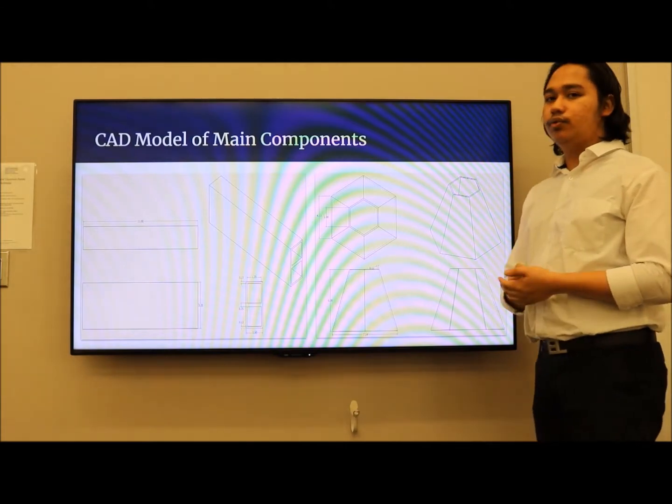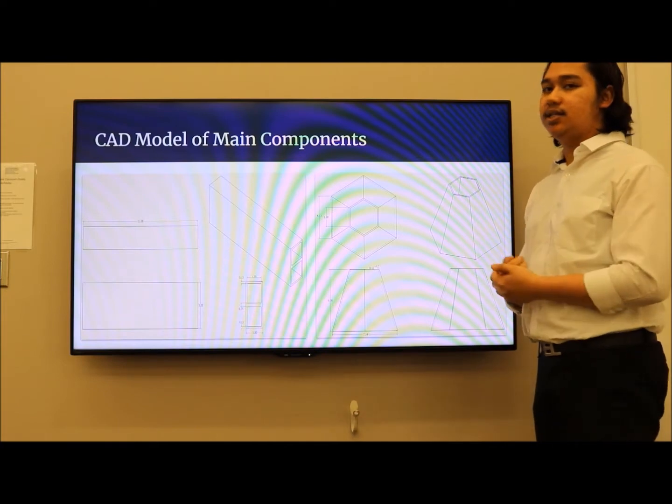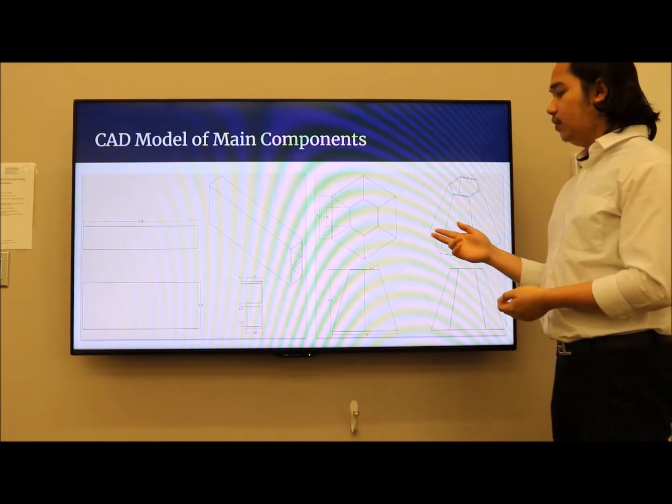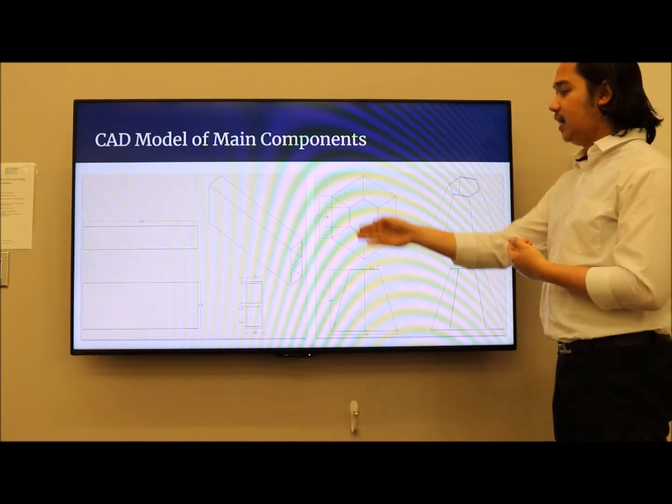I've chosen these components specifically because there are a few changes that we've made since the concept generation. For this funnel, initially it was supposed to be a cone shape. I decided to make it a hexagon.